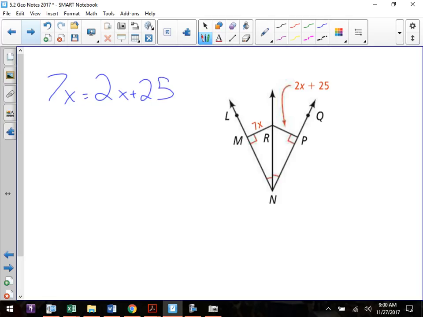And lo and behold, the algebra is pretty easy. Subtract the 2x over, and x is 5, which means, what's 7 times 5? 35. What is 2 times 5 plus 25? Hey, are those the same? Good. Then you math them correctly.